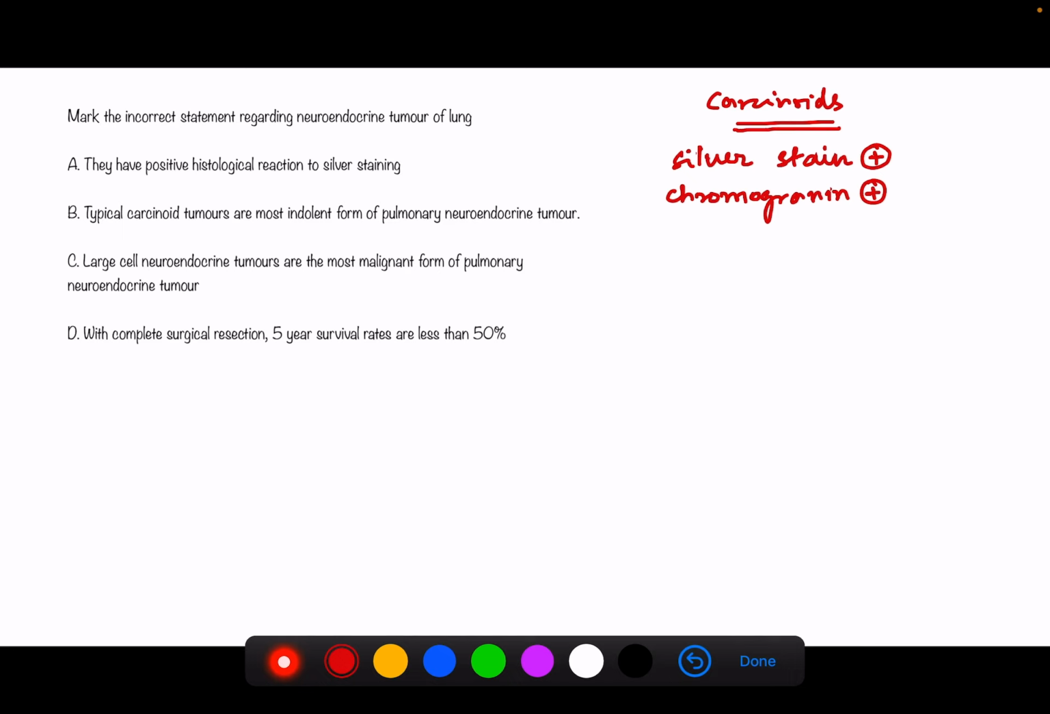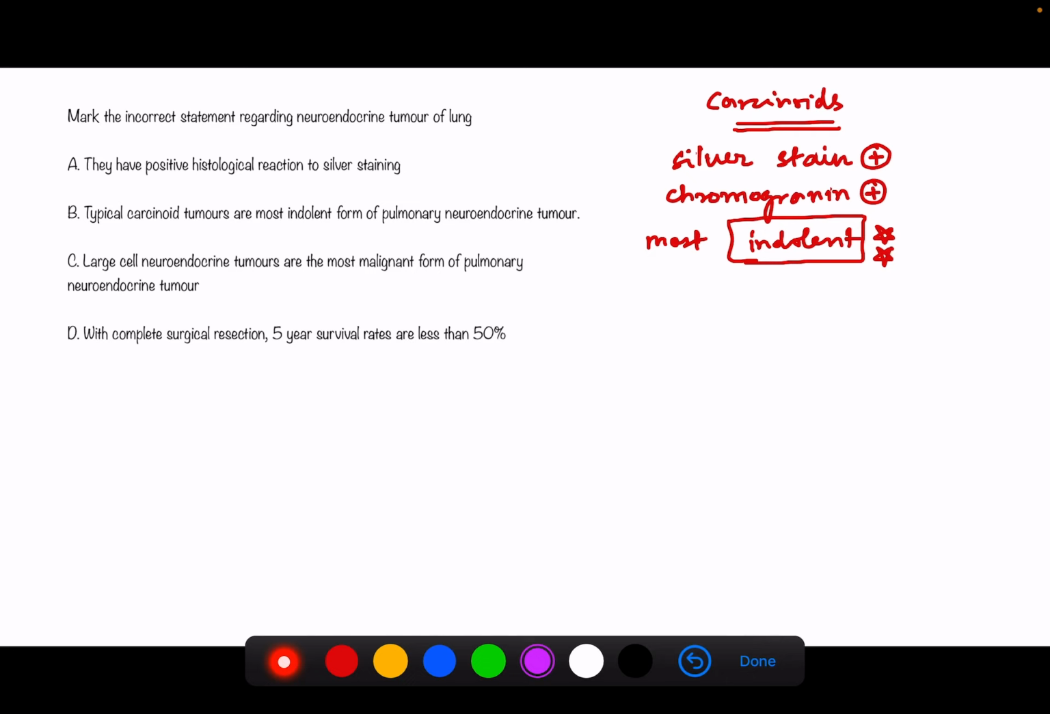Carcinoids in the lung, unlike GIT carcinoids, are not very aggressive. They are the most indolent form of pulmonary neuroendocrine tumor. So they are the most indolent. This is a very, very important fact to know, that pulmonary carcinoids are not aggressive, rather they're indolent.